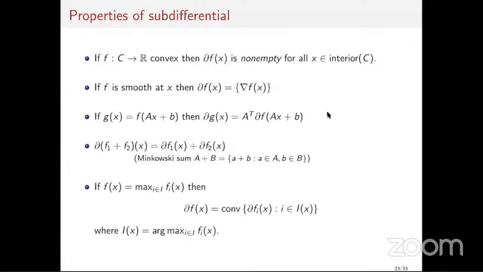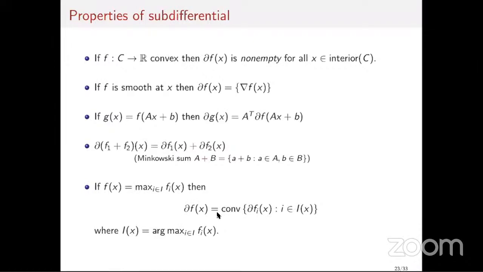This last one is very important as well. If you have a function that is defined as a maximum of other functions, which is very often the case, then in order to compute a subgradient of the function f at a certain point, you find which i achieves the maximum. Then you take a subgradient of one of the f_i's that achieves the maximum. That gives you one way of computing one subgradient.